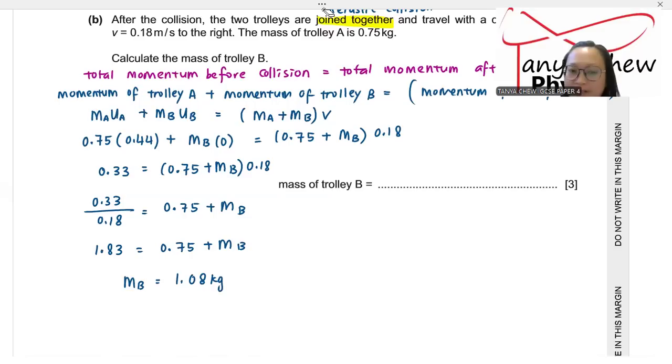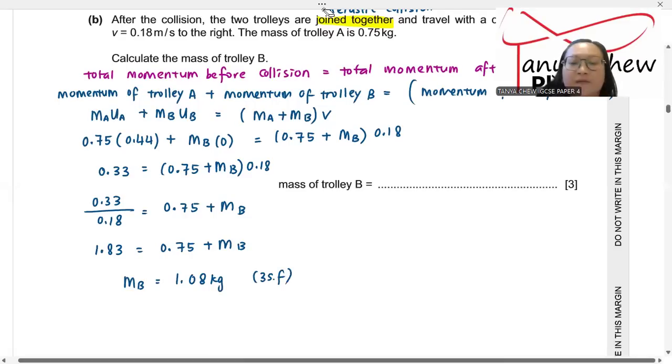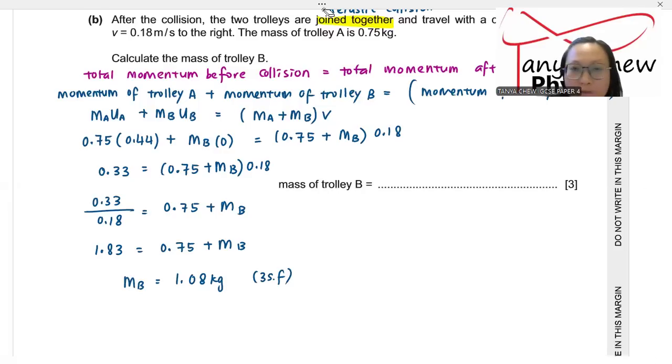So you could put it as 1.08 kilogram, that is three significant figures, right? That is allowed in your final answer. And you could also round it off to two significant figures, which is 1.1. So in this case, for part B, mass of the trolley, I can accept 1.08 kilogram or 1.1 kilogram as the final answer. You will still get full marks.